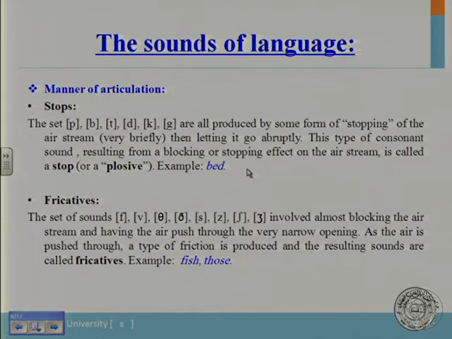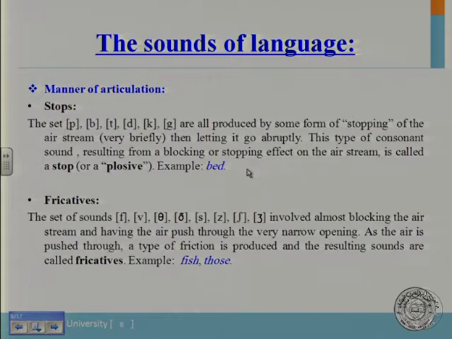The second group is called fricatives. Now fricatives, we have another set here of sounds. We have, for example, th as in thin, th as in the. We have also sh, and finally we have zh.